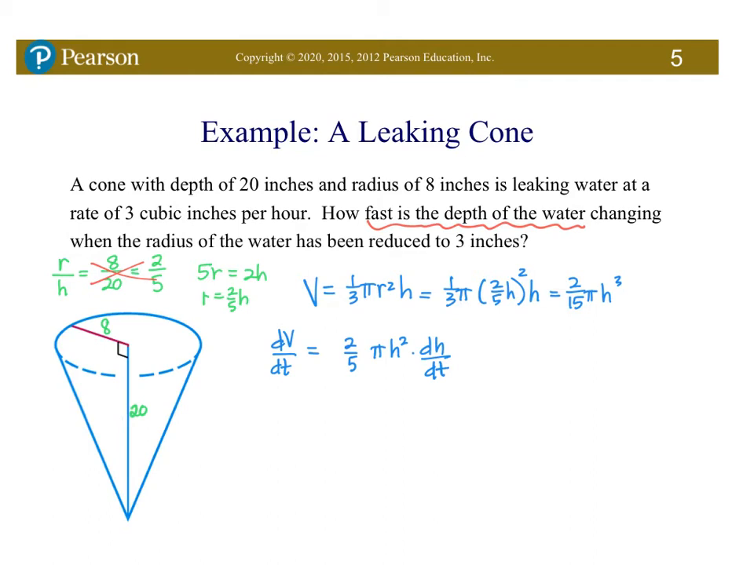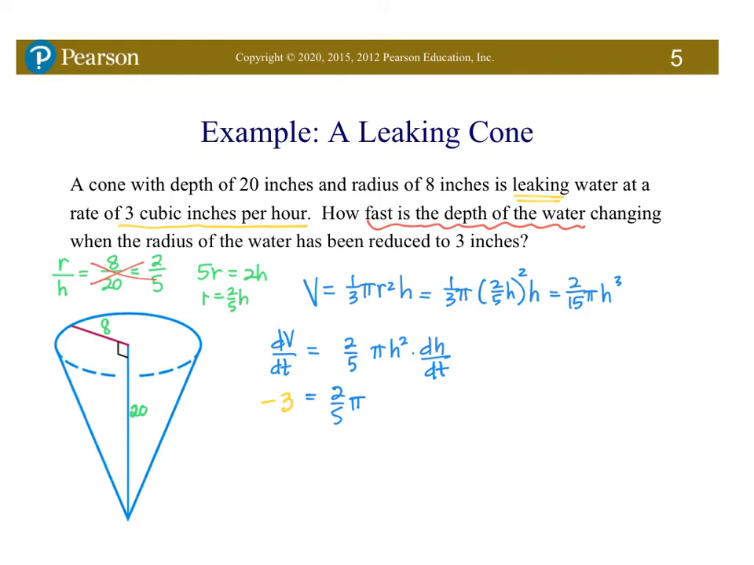Now I can plug in the numbers. dV/dt represents the changing value of the volume with respect to time, and we were given that to be 3 cubic inches per hour, but it's leaking, and so that would be a -3 value. Equals 2/5 of pi times h. Well, we don't have h.